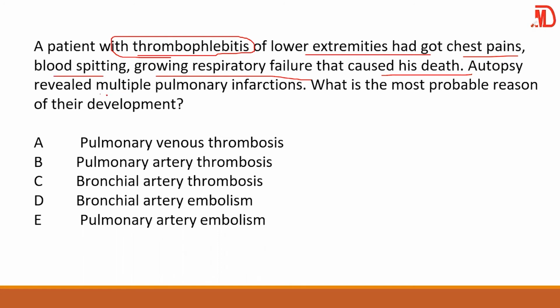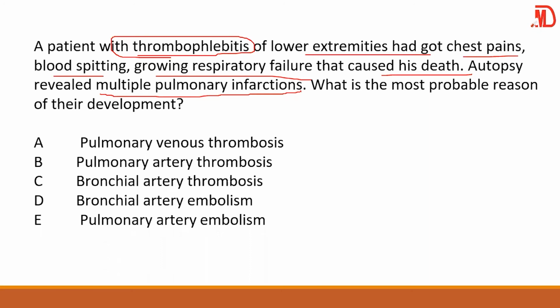Autopsy revealed multiple pulmonary infarction. I've told you guys that infarction means what? Necrosis. So when there's a blockage inside the lungs, what happens? It means that blood cannot flow, because it's the blood that is carrying what? Oxygen. It can't flow. So as a result, there is multiple infarction.